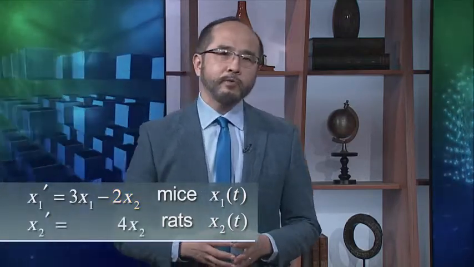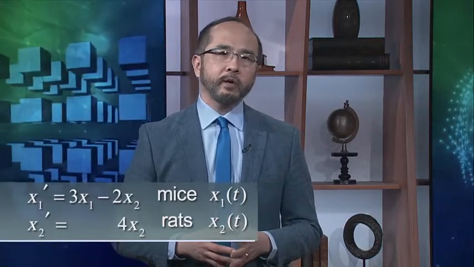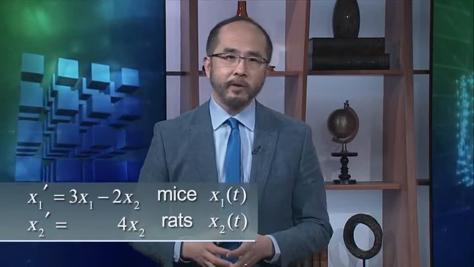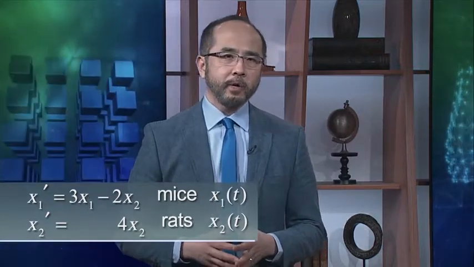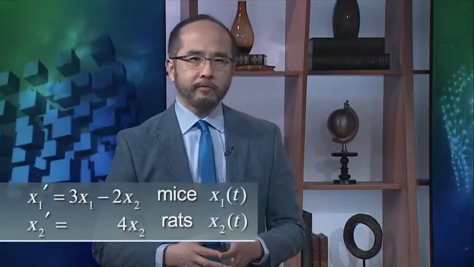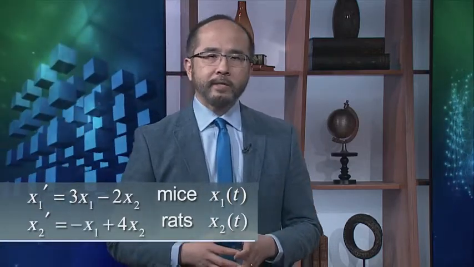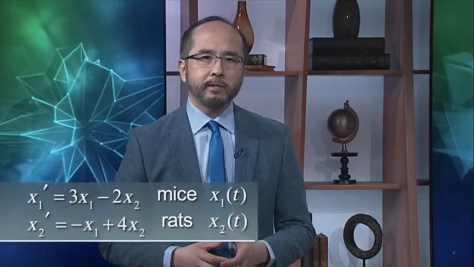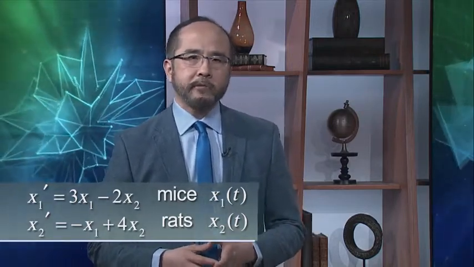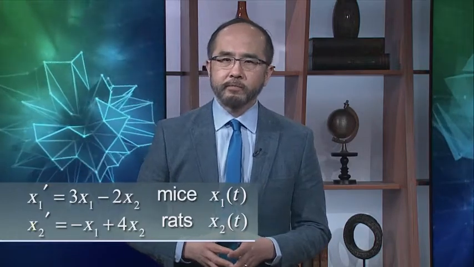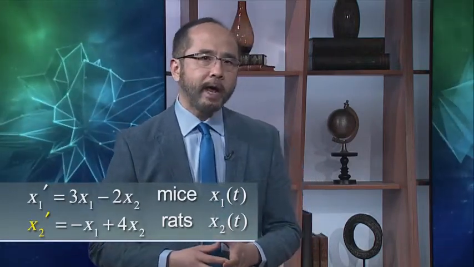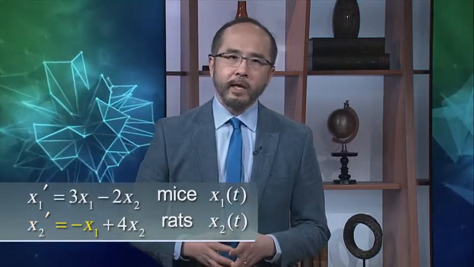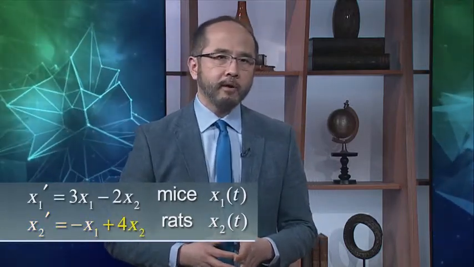Similarly, suppose rats grow at a rate equal to 4 times their number. That would suggest that this ecosystem has lots of yummy rat food to consume. But because mice eat some of the food that rats eat, rats are negatively impacted at a rate equal to the number of mice that exist. This suggests a differential equation for the rat population that says that the rate of change of rats, x2 prime, is equal to minus x1 plus 4 x2.